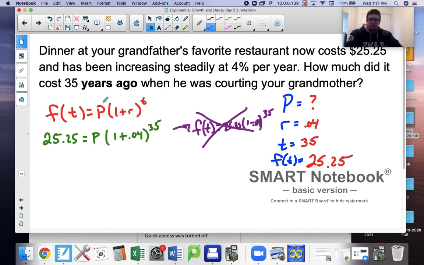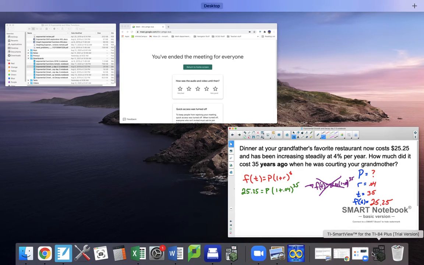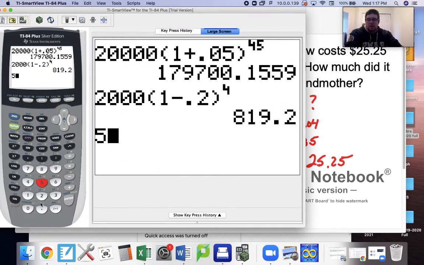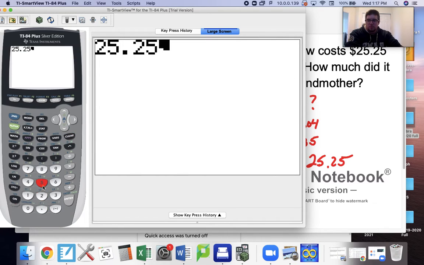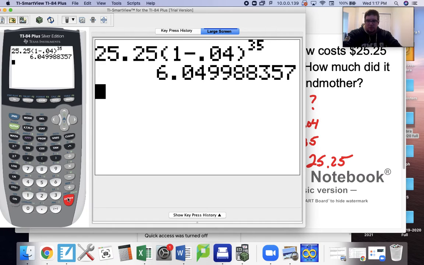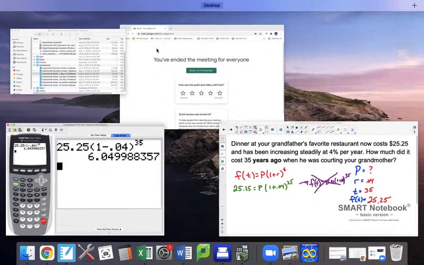If we were to try it in our calculator, 25.25, and we ask it to go 1 minus 0.04 for 35 years, $6.05. Let's see if we get the same thing. I might be surprised about that. So according to this model, it cost $6 when he originally went to the store.